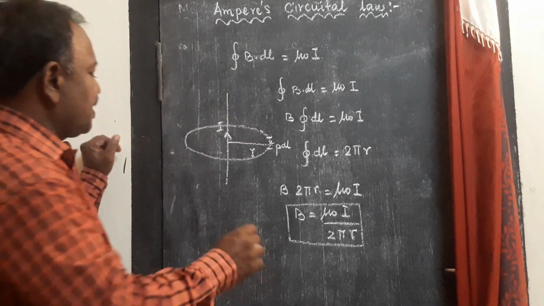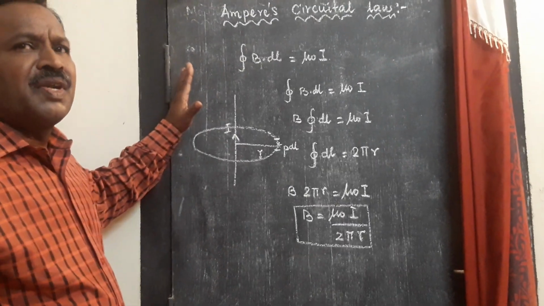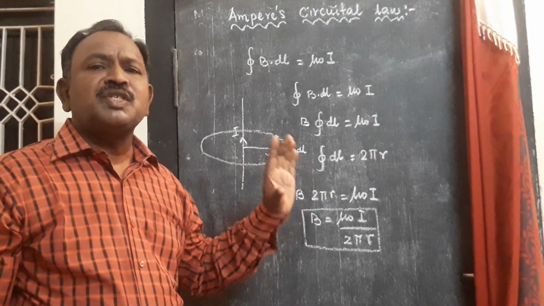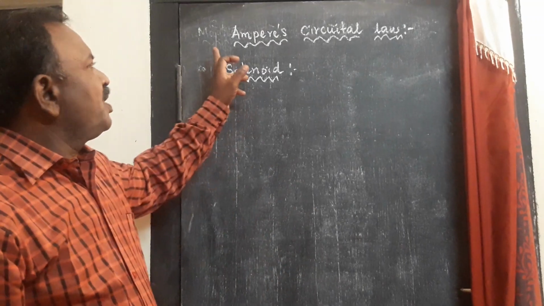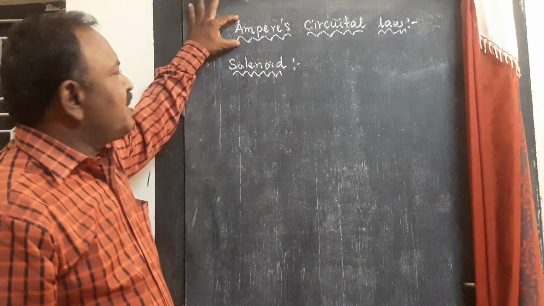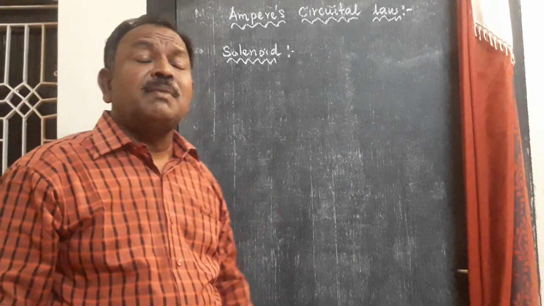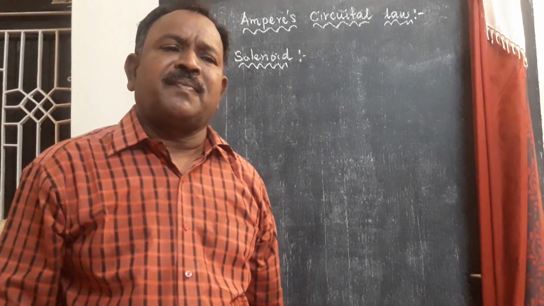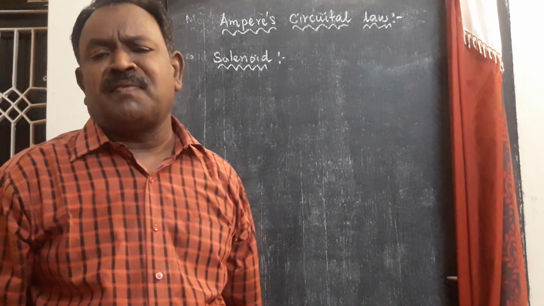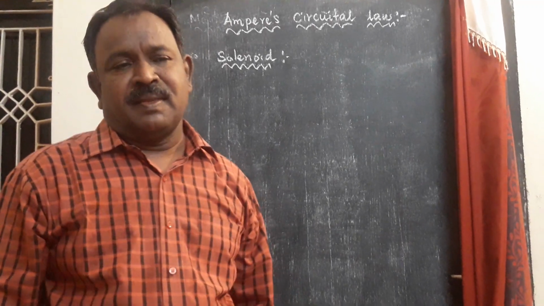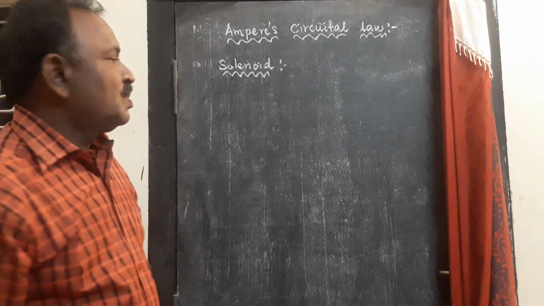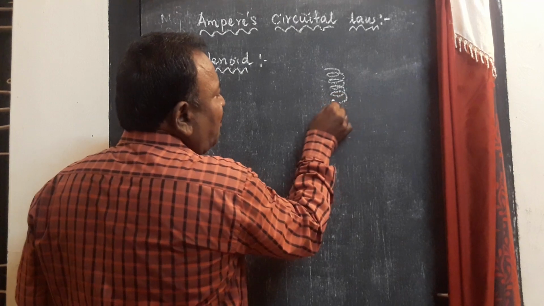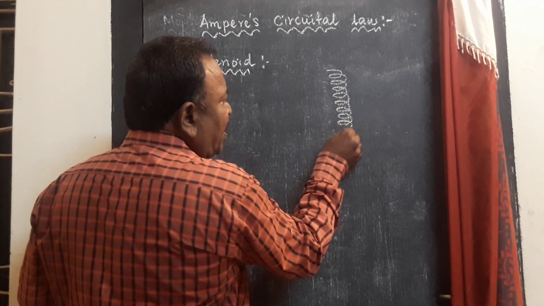The second application of Ampere's circuital law is to find the magnetic field due to a solenoid. Next we are going to see how to apply Ampere's circuital law to find the magnetic field produced by a solenoid. A solenoid is nothing but a conductor wound in the form of a helical coil.